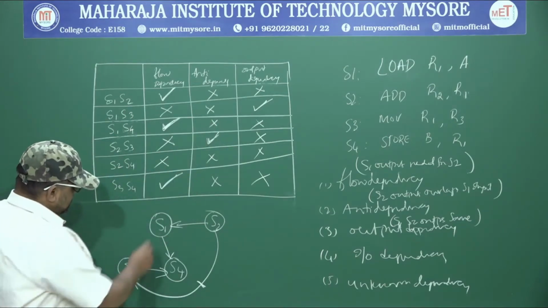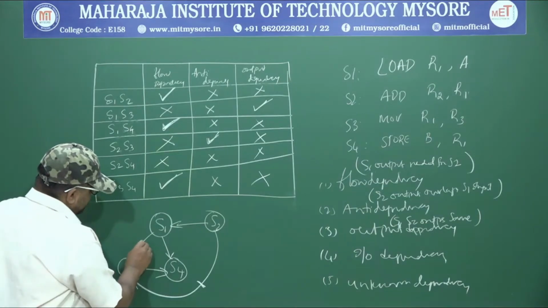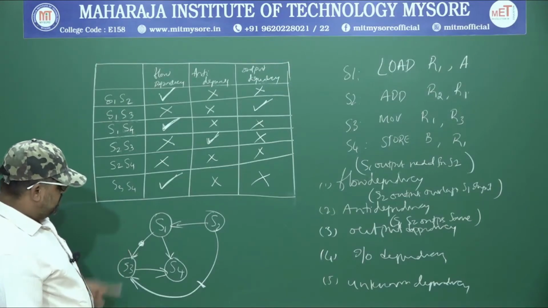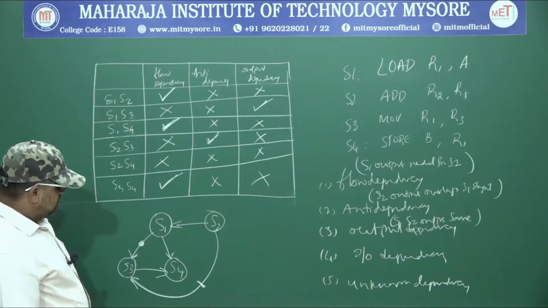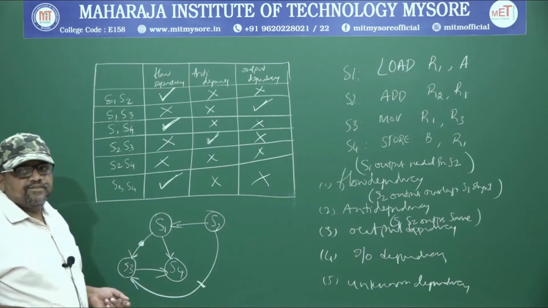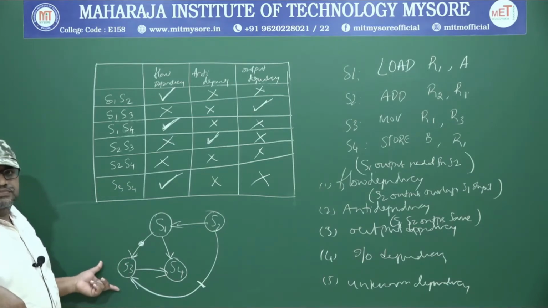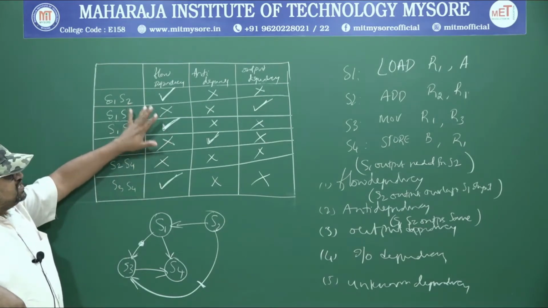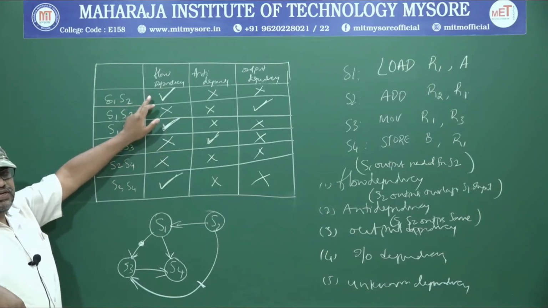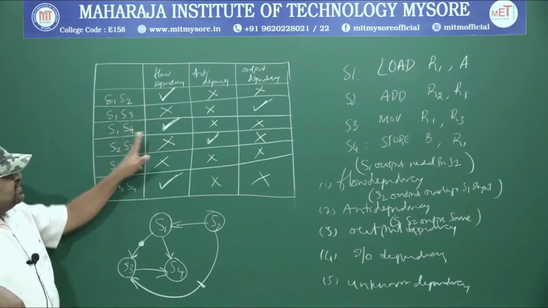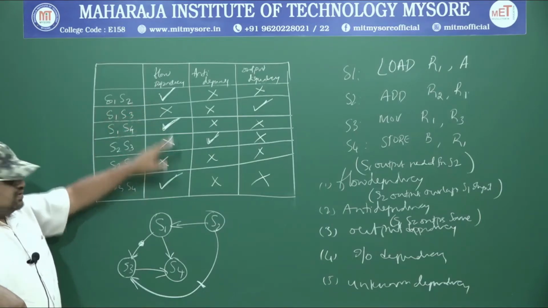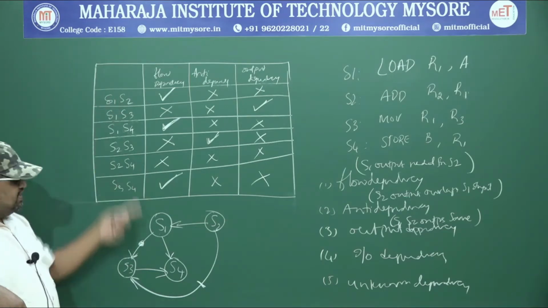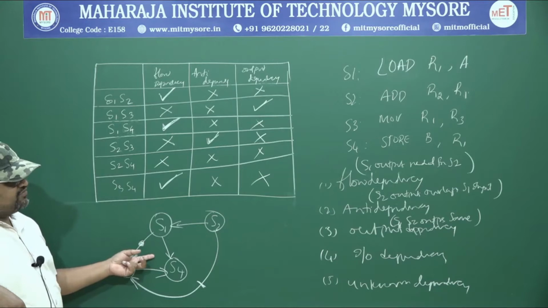Where is S1 and S3? S1 and S3 is output dependency. So this is how I can draw a graph. Understood this approach? So very simple. You can use this table notation: whichever dependency is available you mark at that point, and then simply connect those corresponding nodes, those corresponding statements. From that you can simply draw a graph, right?